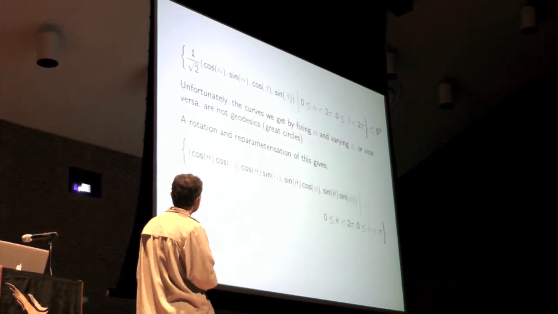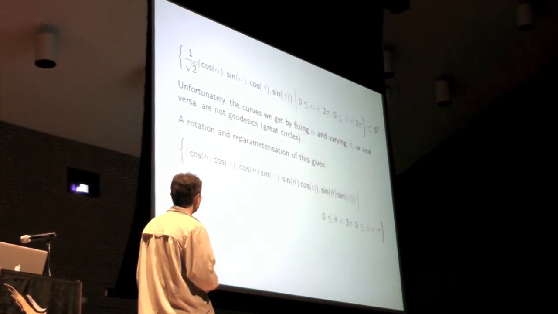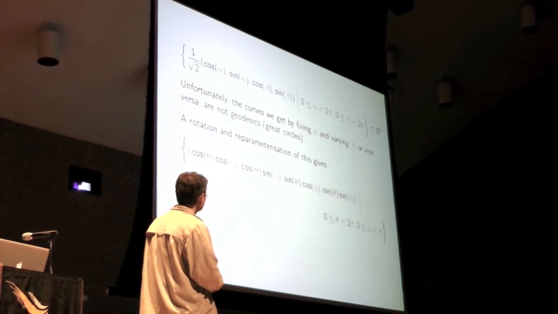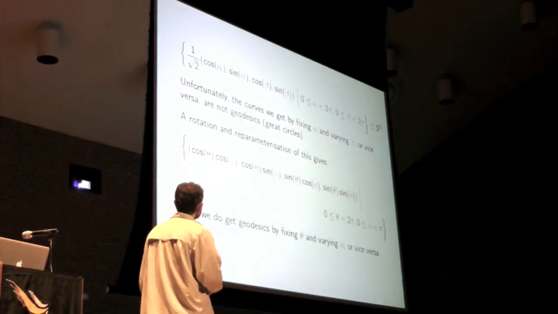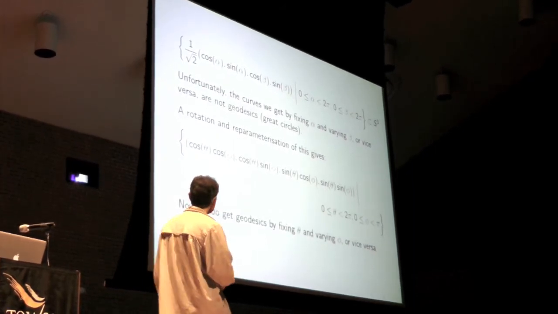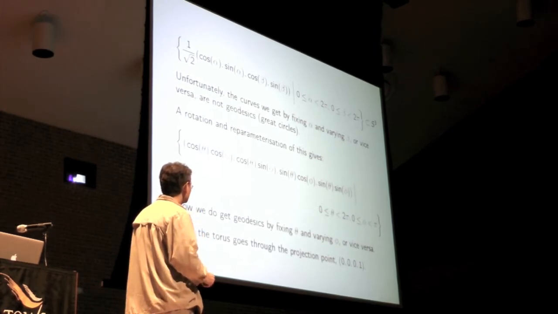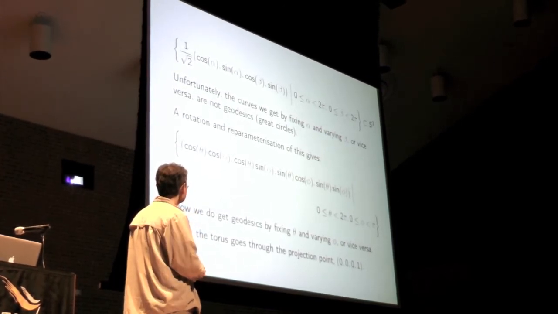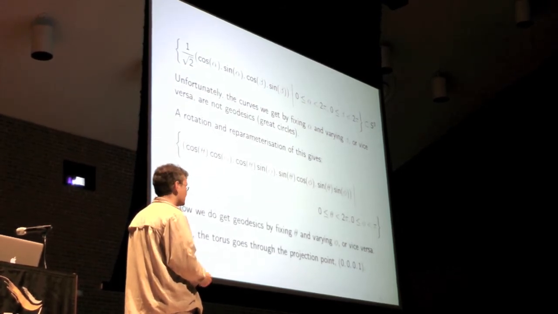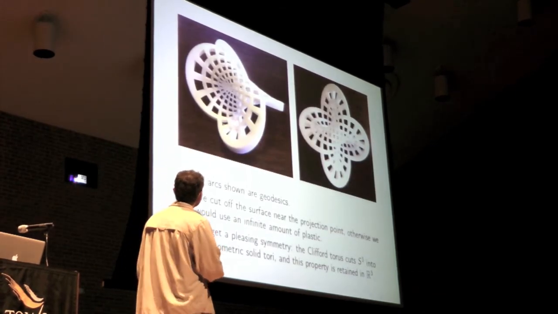You can reparameterize. I won't go into how you get this, but there's some way to change variables and rotate things by 45 degrees, and come up with another very nice form. And this time you do get geodesics if you fix theta and vary phi or vice versa. Before, you might think this is not a nice property, but this surface that I want to build goes through the projection point, the North Pole, and I actually want that to happen this time, and I'll show you in a second why.